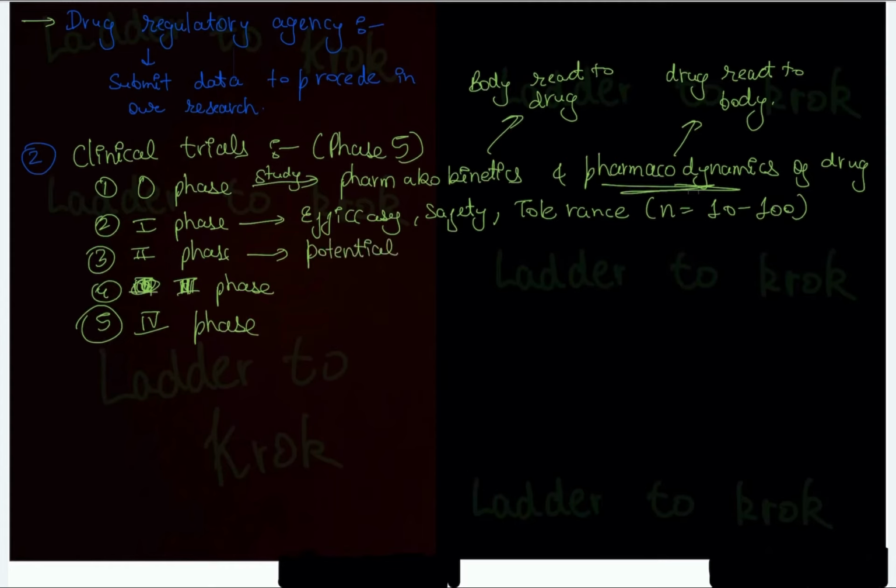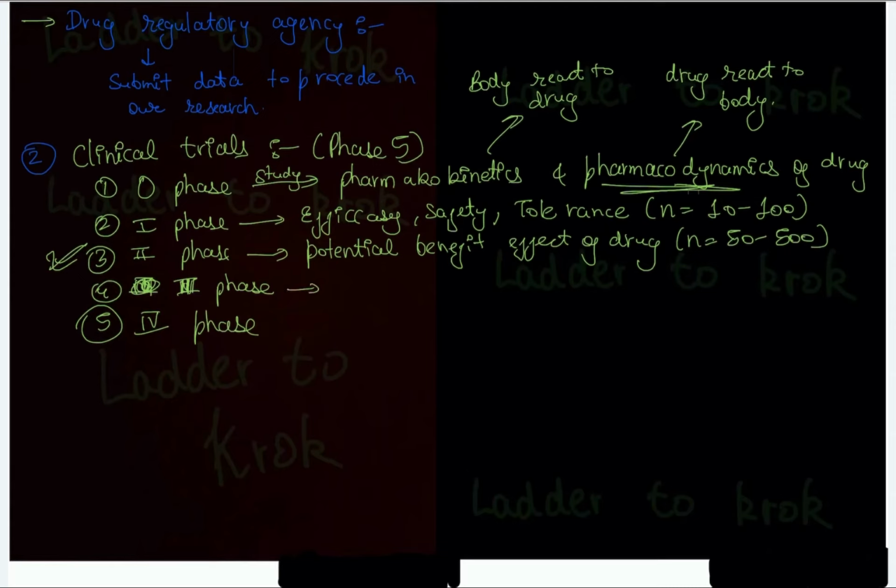Potential benefit effect of drug, and in this we took number of people from 50 to 500. Okay, in this second phase, and most of the drugs fail in this second phase. Okay, they can't proceed out. Okay, potential benefit effect of drugs.